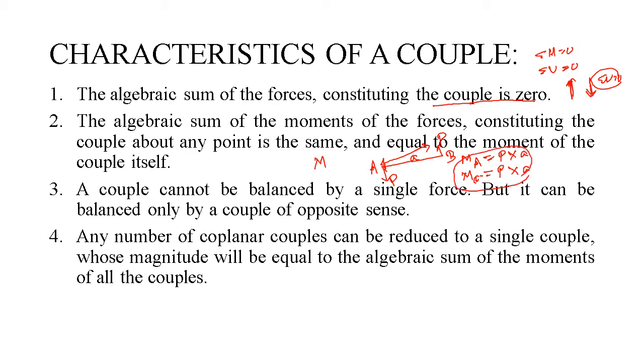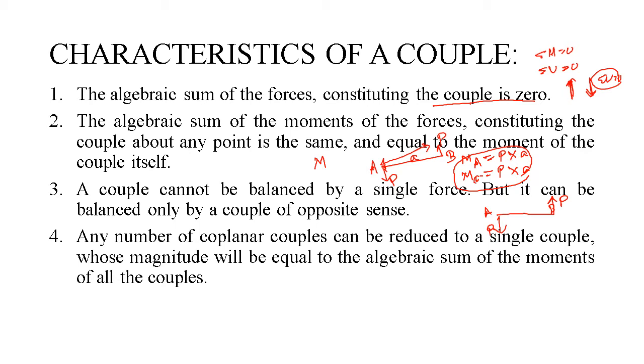A couple cannot be balanced by a single force, but it can be balanced only by a couple of opposite sense. We can't say this is the couple. To balance this, we have to put other forces in the opposite sense, then it is balanced. So it cannot be balanced by a single force, but can be balanced only by a couple of opposite sense.